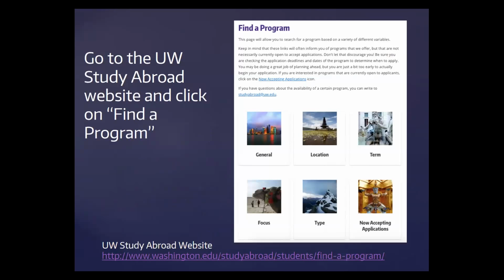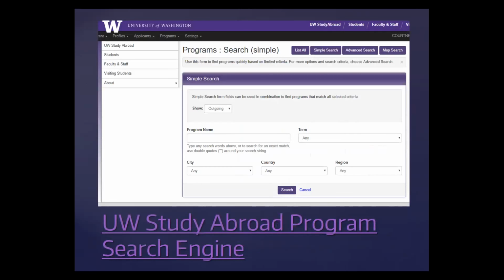As mentioned before, UW-Tacoma students have access to Seattle, Bothell, and Tacoma study abroad programs. Visit the Find a Program section of the UW Study Abroad website to learn more about the over 500 study abroad programs you can choose from. You will be taken to the UW Study Abroad search engine, which allows you to search for any UW-Tacoma, Seattle, or Bothell program. You may choose to do a simple search, for example, to search for a country that you're interested in studying in, or an advanced search, which allows you to search by field of interest or language of study, for example.